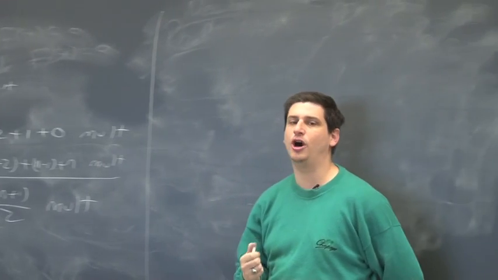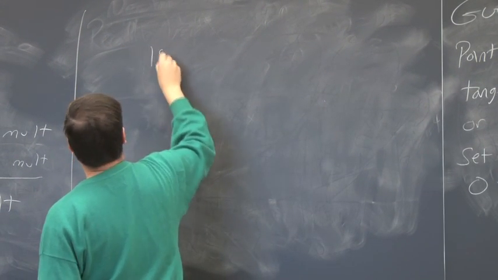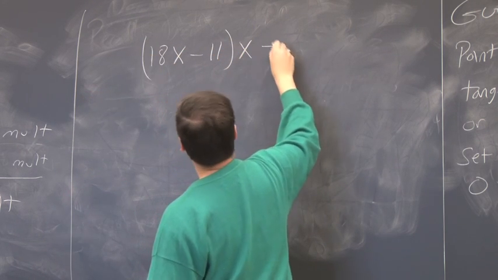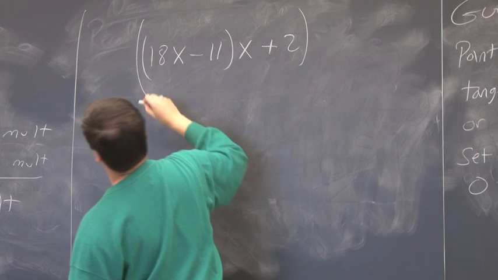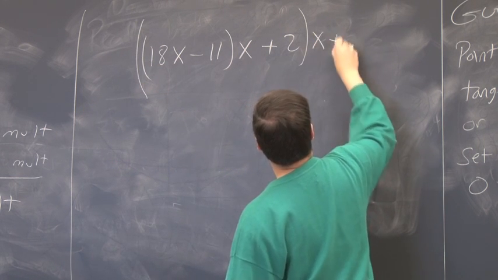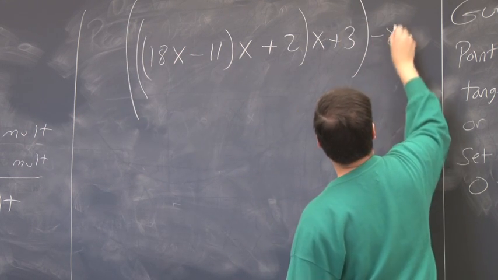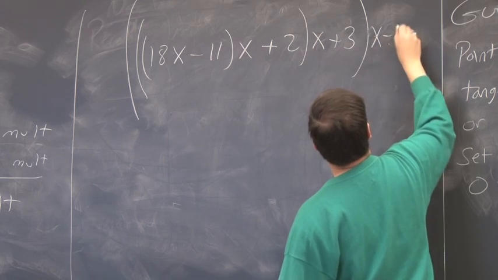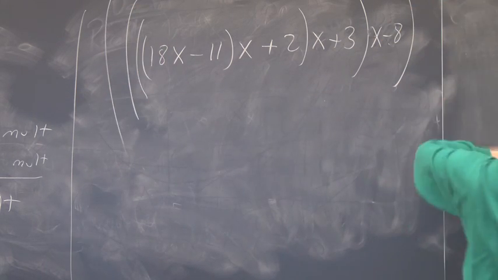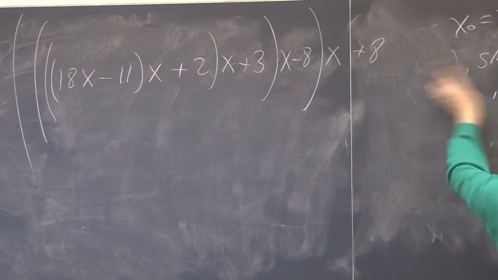I'm going to show you a phenomenal savings. We have the following. 18x minus 11 times x plus 2, the parentheses have to keep getting larger, times x plus 3, parentheses getting larger, minus 8, I'm sorry, there's an x here, minus 8 times x plus 8. I claim that this is the same polynomial.